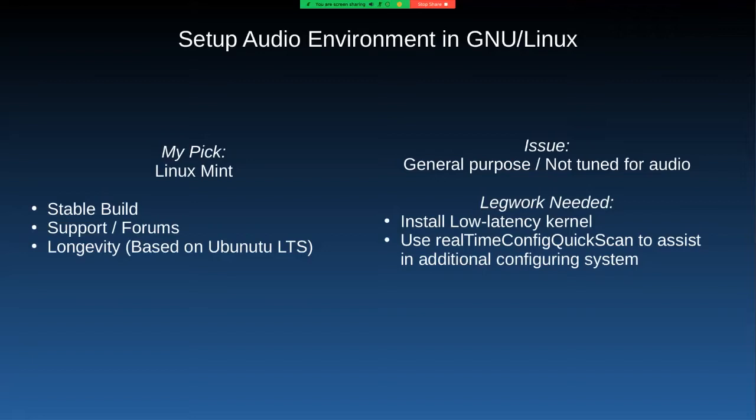The issues are it's a general purpose build. It's not really tuned for audio. The legwork I typically do is I install a low latency kernel. I did not put an RT kernel in, a real-time kernel. Most of the stuff I do, that low latency kernel is plenty good. And also it's right inside the package manager. You can just grab it and install it. And I also use a tool called Real-Time Config Quick Scan. And that is basically some Perl scripts that you run, and it tells you what to tweak to get your system humming. And let me step through that for you.